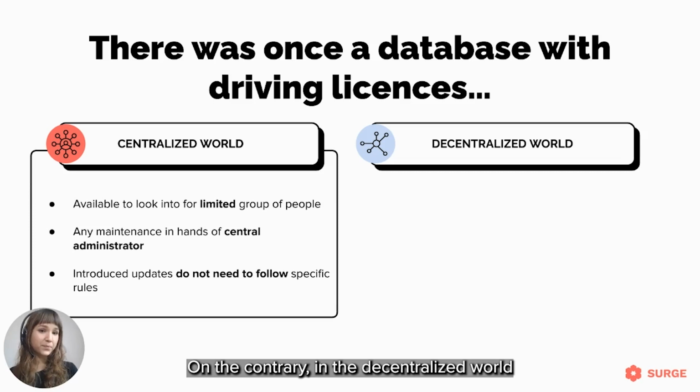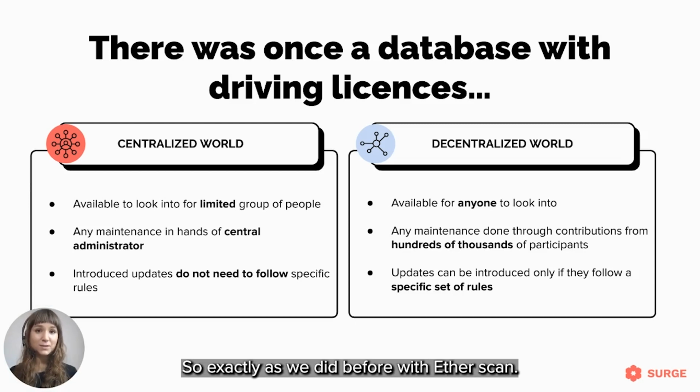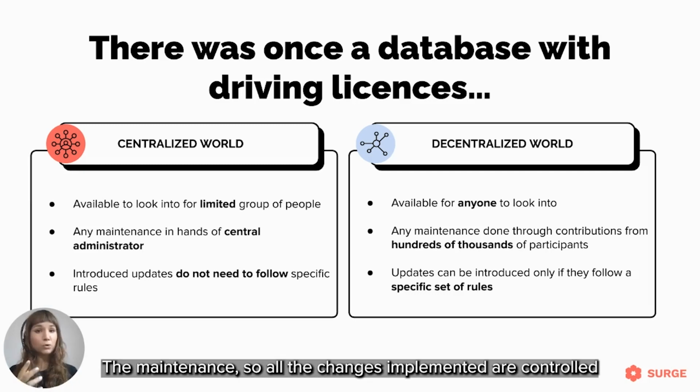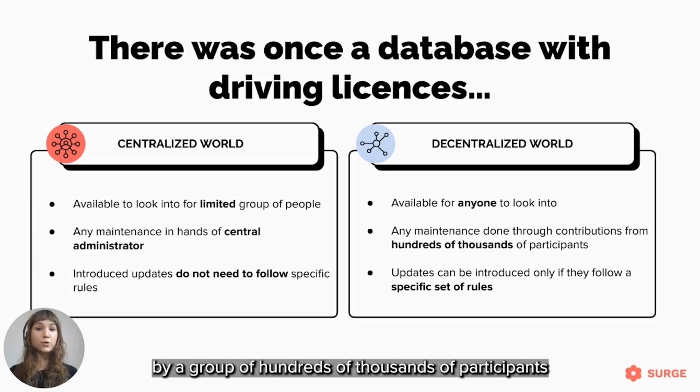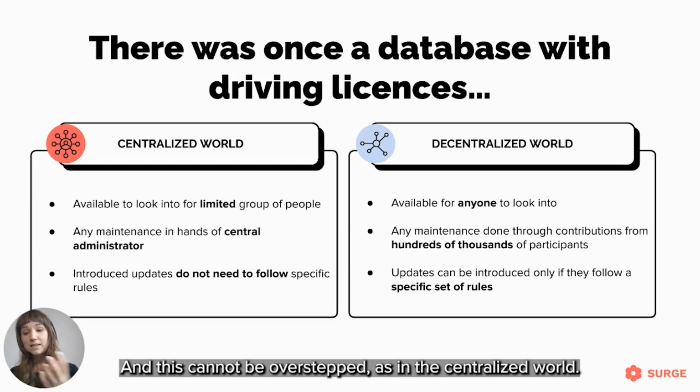On the contrary, in the decentralized world, in the decentralized database, anyone can have a look at what's inside. So exactly as we did before with Etherscan. The maintenance, so all the changes implemented, are controlled by a group of hundreds of thousands of participants who are validating those changes at the same time. Moreover, these changes have to follow a specific set of rules, and this cannot be overstepped as in the centralized world.